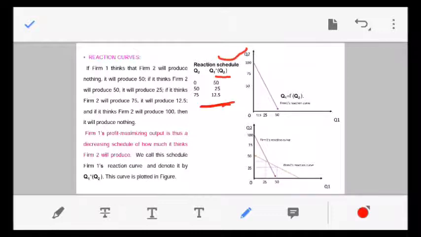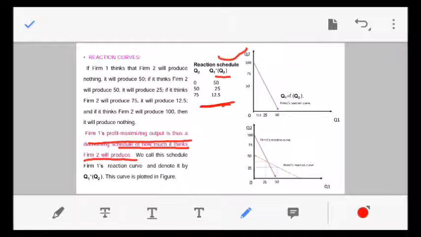So say the farm 1 profit maximum output is a decreasing schedule of how much it thinks farm 2 will produce. As farm 2 production increases, farm 1 will decrease its production, and if farm 2 production decreases, farm 1 production will increase. So that will be maximum profit. So basically the reaction curve shows the expected output production of a particular farm 1.